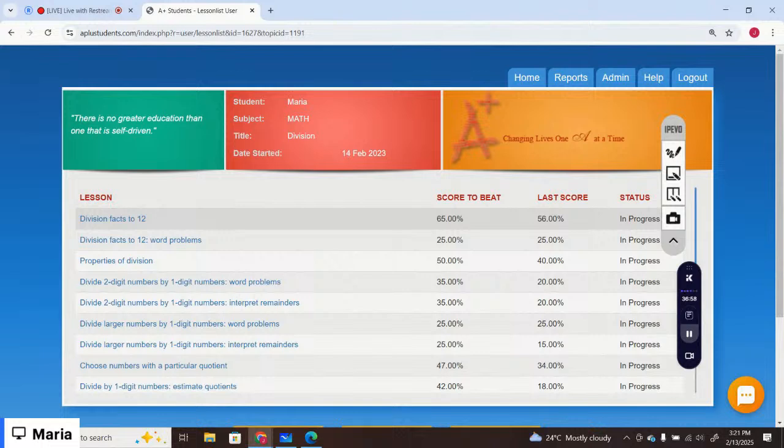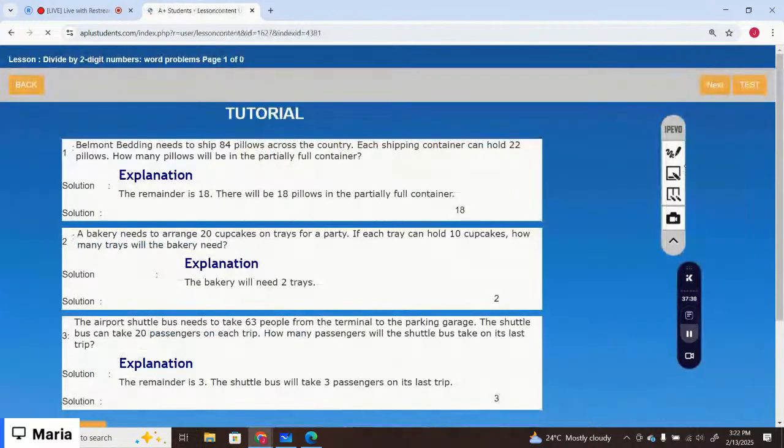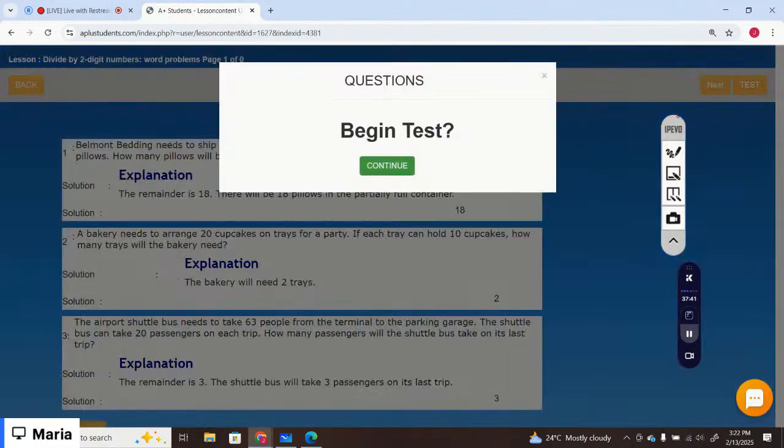The next lesson is that is difference. Let's just start with the test questions.